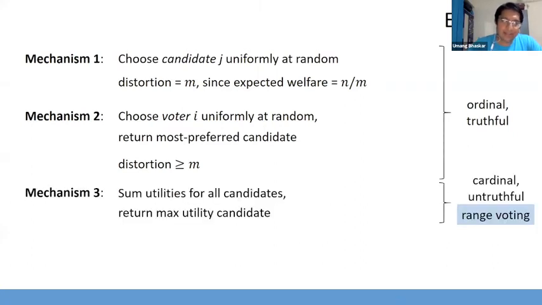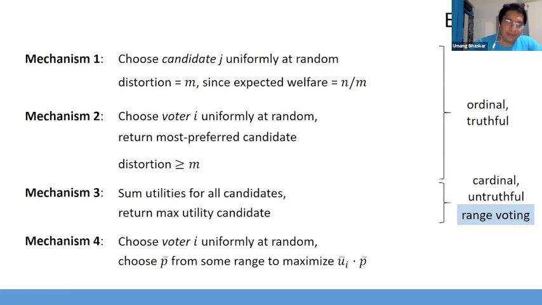The third mechanism does what we were doing initially, which is that for each candidate, it sums up the utilities over all agents, picks the max utility candidate and returns that. This is also known as the range voting mechanism or the max mechanism. This is cardinal because I'm summing up utilities. This is not truthful. Agents have an incentive to lie for this mechanism.